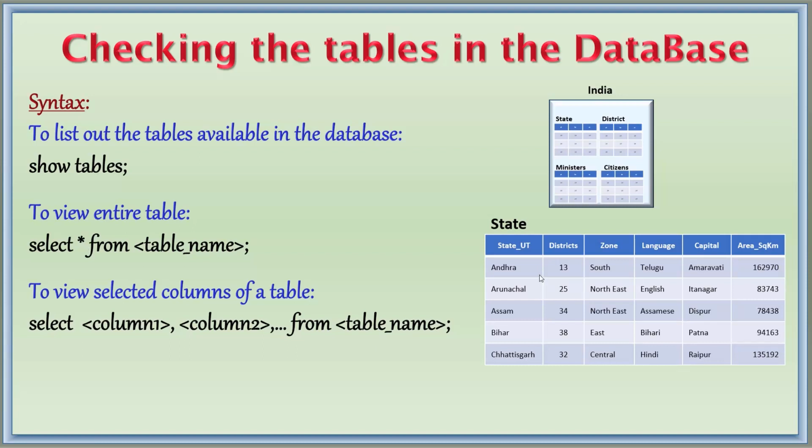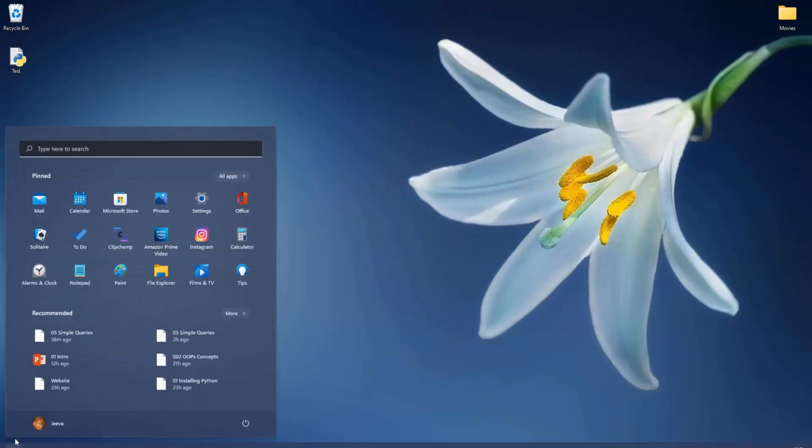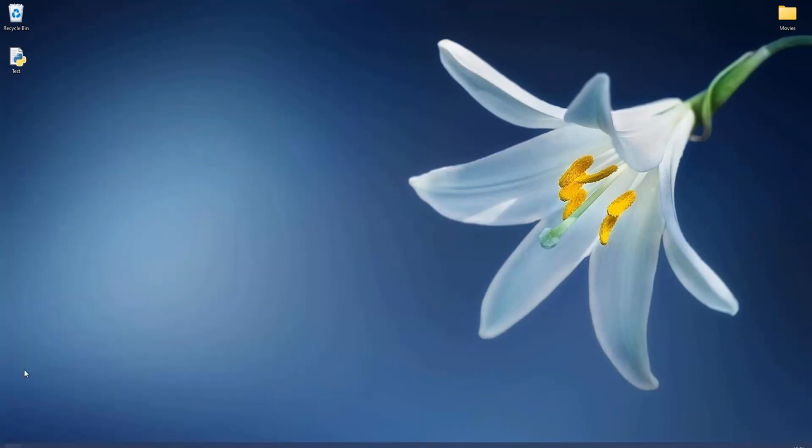If we want to understand the structure of the table, that means the properties of each column, for example, data type, whether it can be null, whether a primary key is mentioned or not, all these, for that purpose we can give describe and then the table name. We can also use the first 4 letters of describe, that is DESC, and the table name to view the structure of the table. Let us learn all these queries by executing them now. Let me open the MySQL command line client.